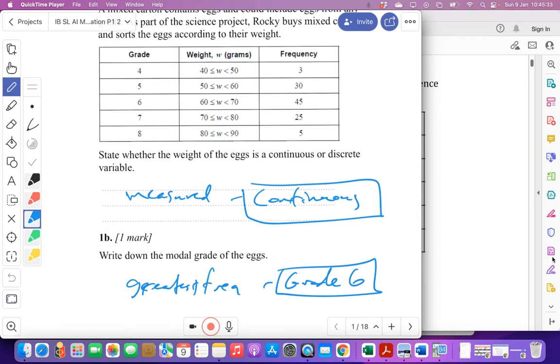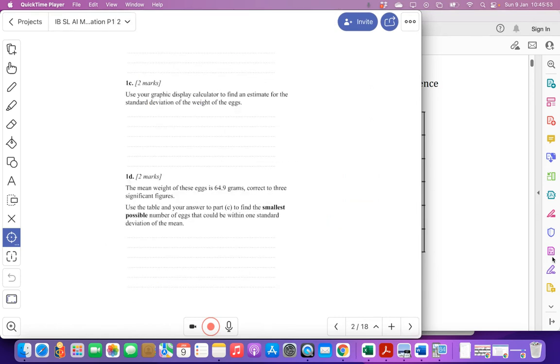Write down the modal grade of the eggs. Well, again, the mode is the greatest frequency. So the greatest frequency is here, 45. And so I wrote down the answer as grade 6. Put a box around my answer, make it easy to mark.